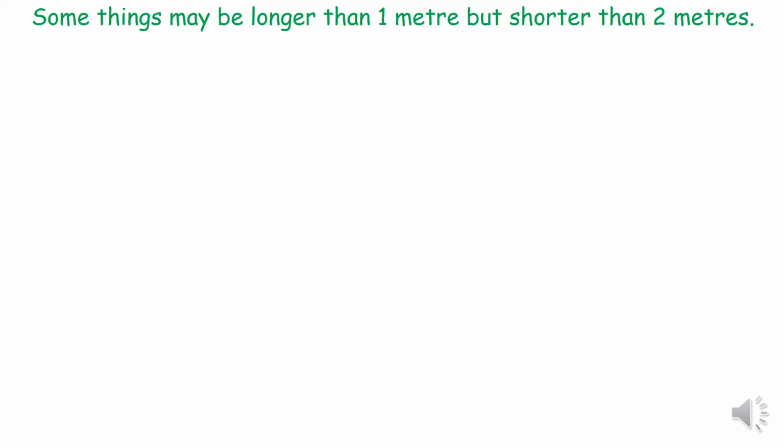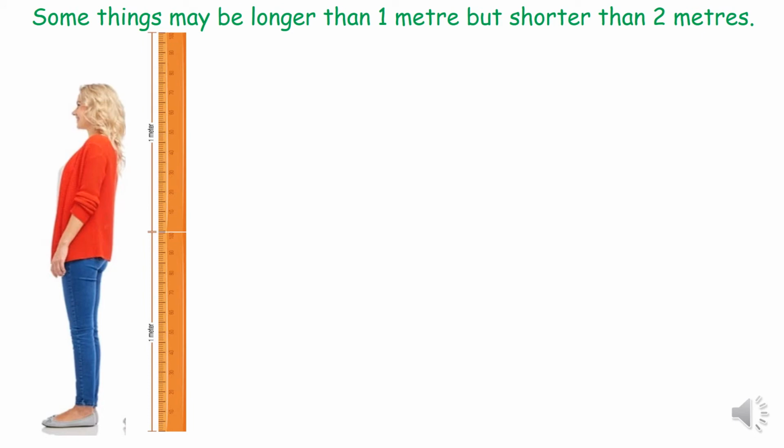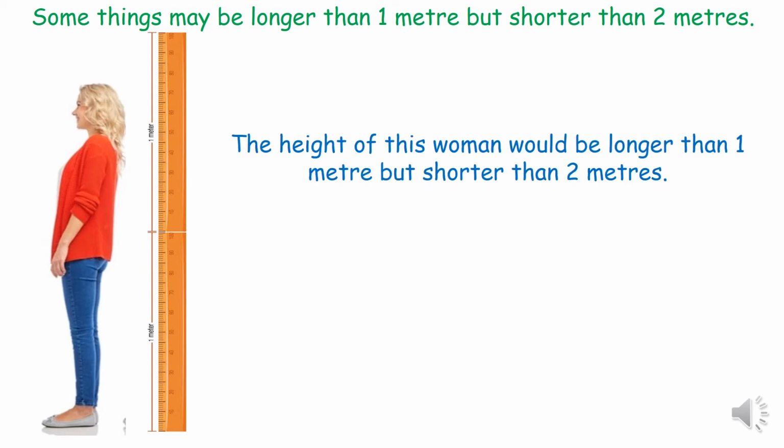Some things that we want to measure might be longer than 1 meter, but shorter than 2 meters. Just like the height of this woman. So we would measure her height using a meter stick, as though we were using a ruler, but I can see here that this woman's height is longer than 1 meter. So I could use a second meter stick to help me out. But I can see that her height is longer than 1 meter, but shorter than 2 meters.